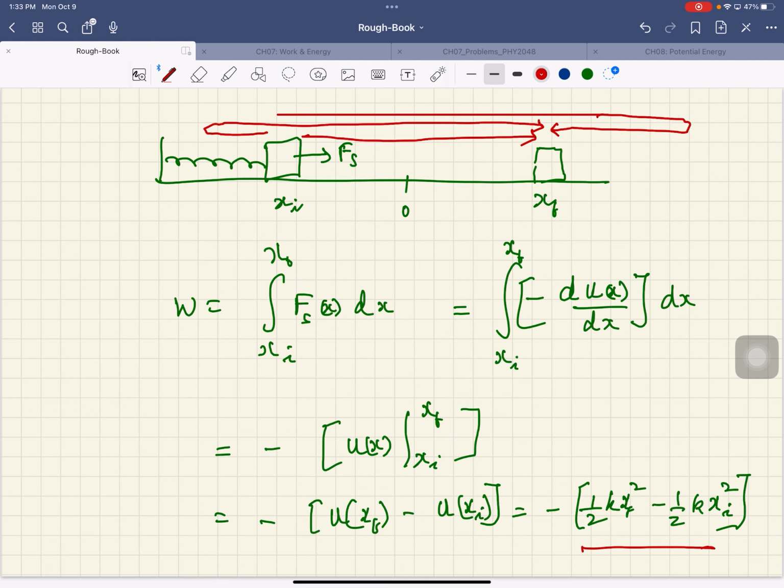So we've dedicated a whole chapter to these forces just because it makes life easy for us. How did it make life easy for you? Calculating this work integral was a piece of cake. You guys understand that? Any questions before we get into the slides? Because I'm going to buzz through the slides.